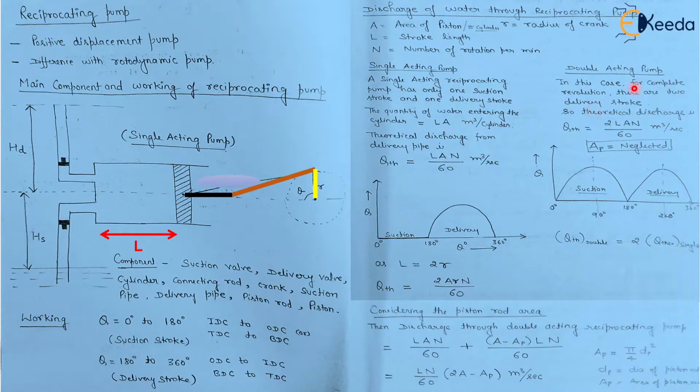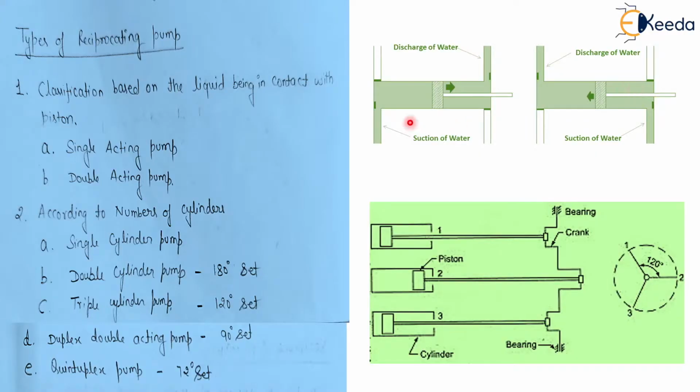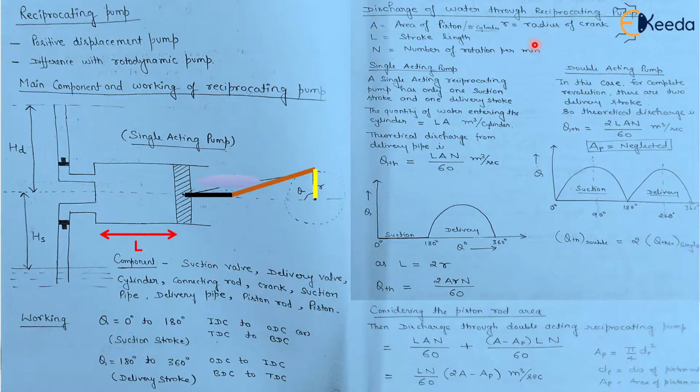Now for the double acting pump, as I already told, if there is a suction, then delivery is also there. If there is a suction at this point, then delivery is also there from this pipe. So in the double acting pump, during the suction we are getting high pressure water, and during the delivery also we are getting high pressure water. So total volume will be twice of this one, 2LAN by 60. So theoretical discharge in a double acting pump is equal to twice the theoretical discharge in a single acting pump.